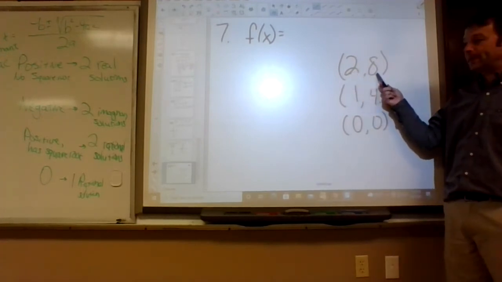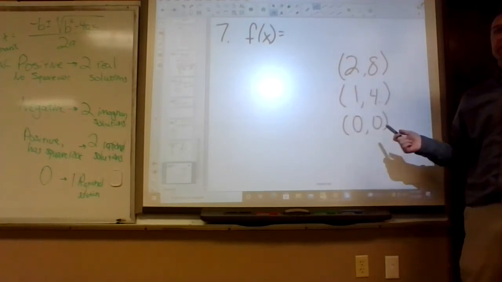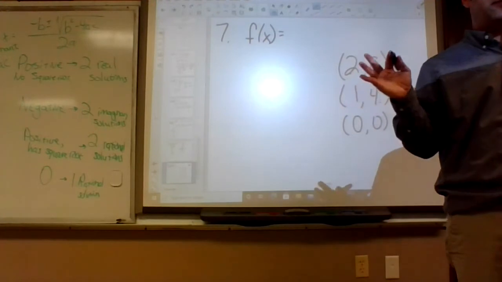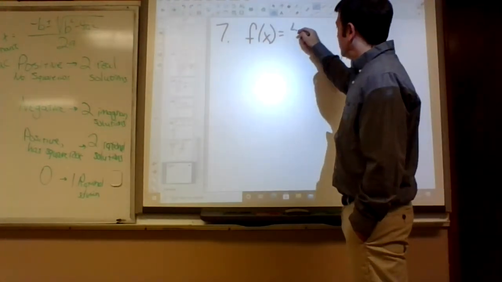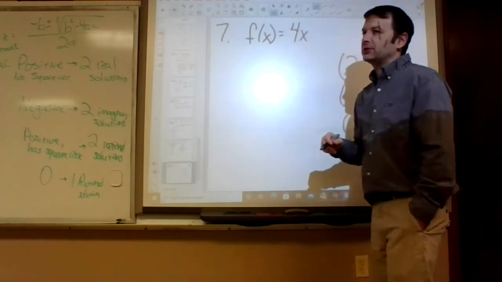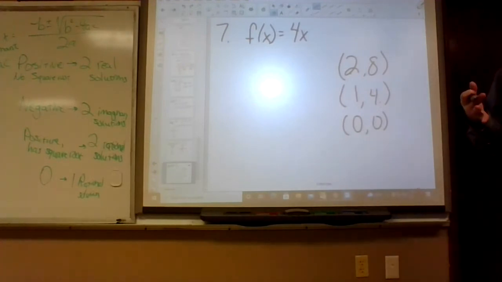Times 4. 0 times 4. Right? It works. If it works on all of them, that's right. So what is my answer going to look like? It's 4 times x. They're all going to have an x in there, because we're doing something to the x value to turn it into a y value. And what we're doing on this one is multiplying by 4.